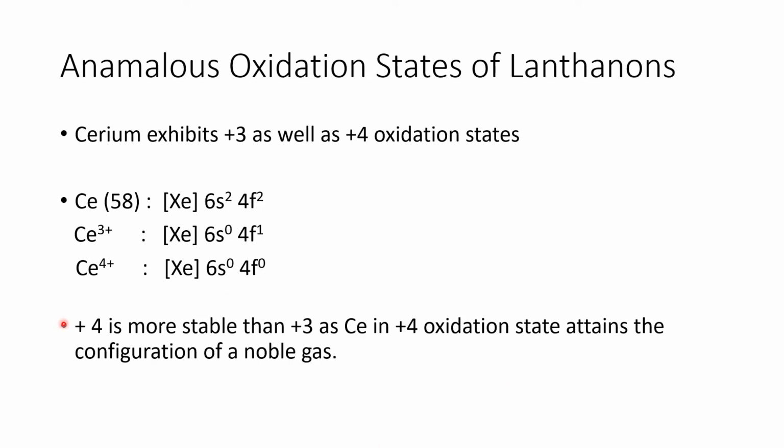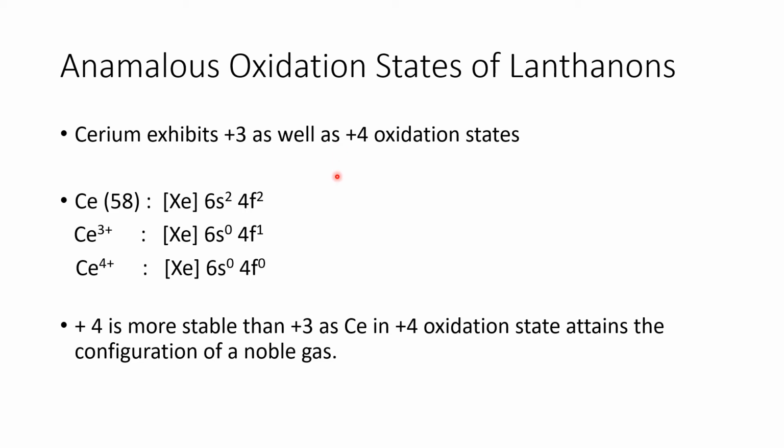Now, apart from the common oxidation state of +3, which is exhibited by all the lanthanons, there are some lanthanons which exhibit what is known as anomalous oxidation states, which are oxidation states apart from +3. For example, cerium exhibits +3 as well as +4 oxidation state. So the +4 oxidation state is referred to as an anomalous oxidation state for cerium.